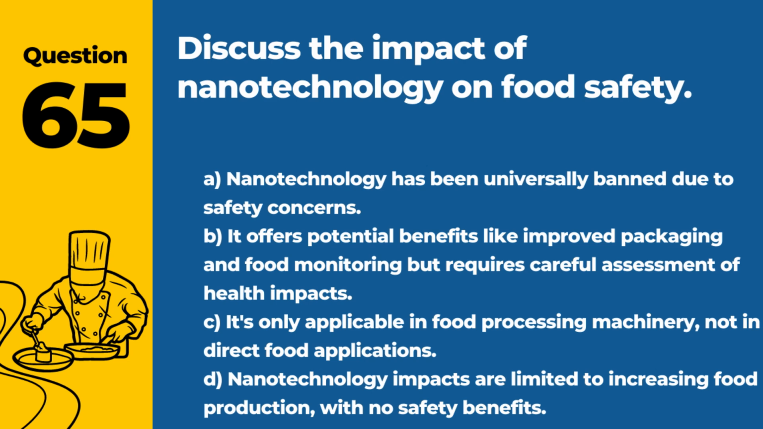Question 65. Discuss the impact of nanotechnology on food safety. A. Nanotechnology has been universally banned due to safety concerns. B. It offers potential benefits like improved packaging and food monitoring, but requires careful assessment of health impacts. C. It's only applicable in food processing machinery, not in direct food applications. D. Nanotechnology impacts are limited to increasing food production, with no safety benefits. Answer B. It offers potential benefits like improved packaging and food monitoring, but requires careful assessment of health impacts. Nanotechnology in food safety can introduce innovative solutions, but necessitates thorough evaluation for potential health risks.